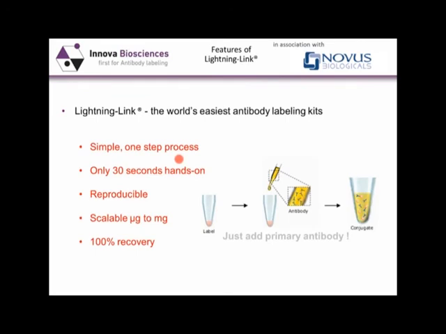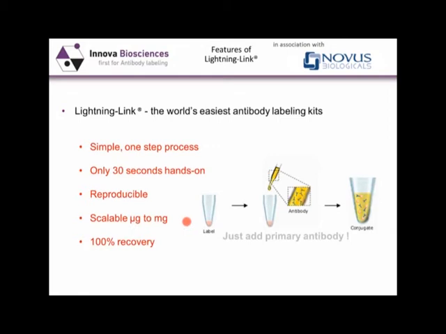What I'd like to talk about now are the Innova Bioscience Lightning Link kits, which are the world's easiest to use antibody labeling kits, which actually overcome all of those issues associated with traditional conjugation techniques. Lightning Link provides you with a very simple one-step process, which actually only needs 30 seconds of hands-on time in the laboratory.